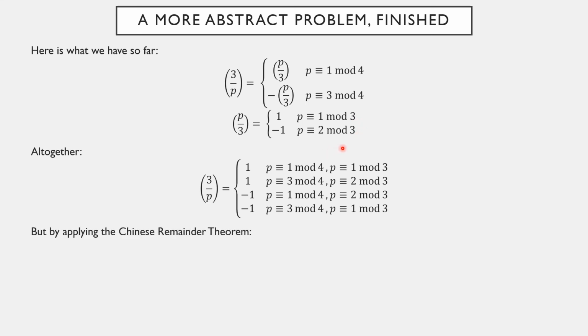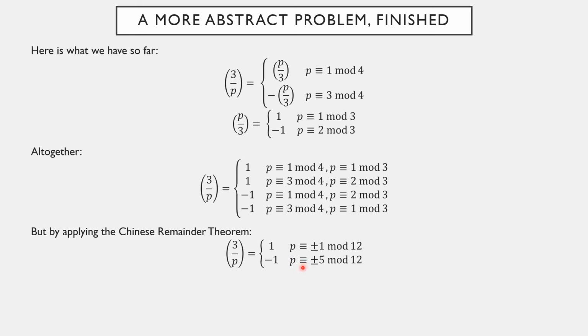But we can apply the Chinese remainder theorem. Each one of these lines is a statement mod 4 and a statement mod 3. 4 and 3 are relatively prime to one another, so in each line we can apply the Chinese remainder theorem. 1 mod 4 and 1 mod 3 is the same as 1 mod 12. 3 mod 4 and 2 mod 3 is the same thing as 11 mod 12 or negative 1 mod 12. So the only way we get out a 1 is by being equivalent to plus or minus 1 mod 12. The other possibilities correspond to plus or minus 5 mod 12.